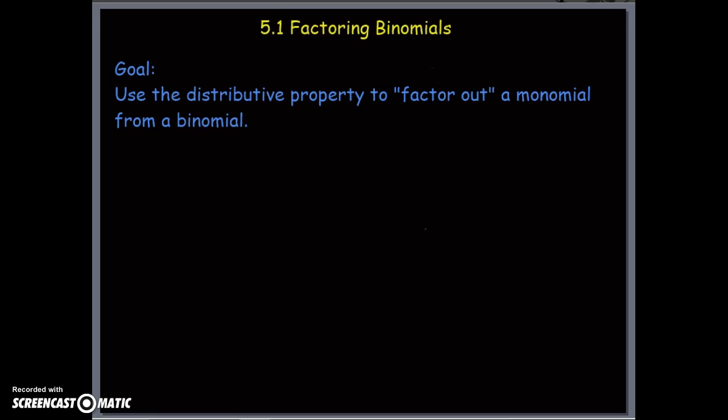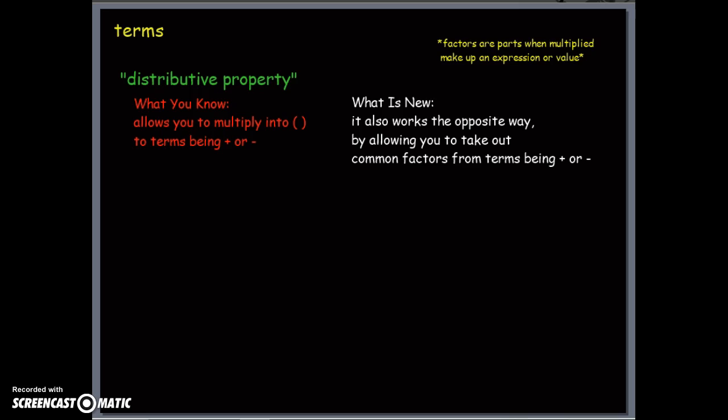Okay, today's video is going to cover lesson 5.1, factoring binomials. The goal today is to use the distributive property to factor out a monomial from a binomial. So we're going to try to factor out one thing from two things. Mono is one, bi is two. Don't let the words confuse you if you don't have them memorized.